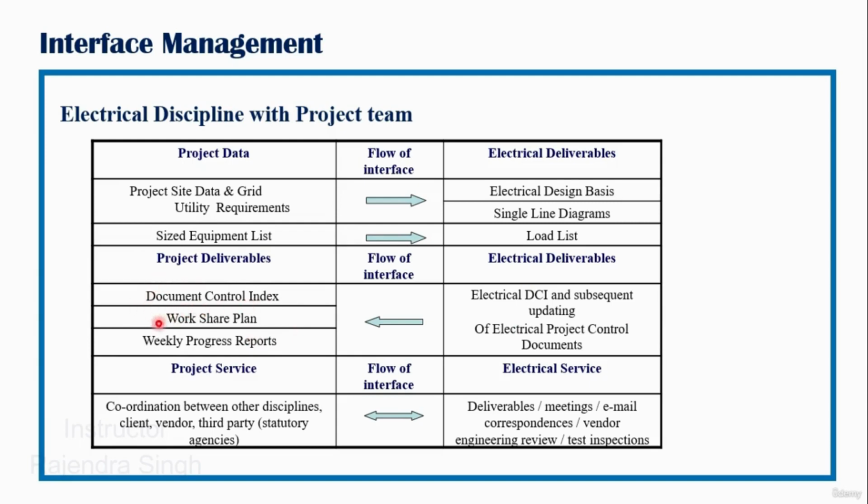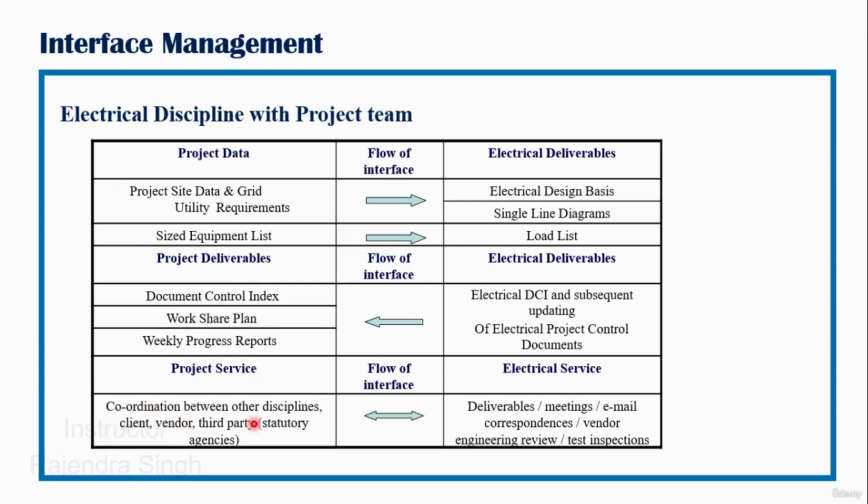if the project is happening through a work share, the project manager with the engineering manager will prepare a detailed work share plan as to how this work sharing will happen between the field office and the satellite offices. Then the weekly progress reports can be generated successively.